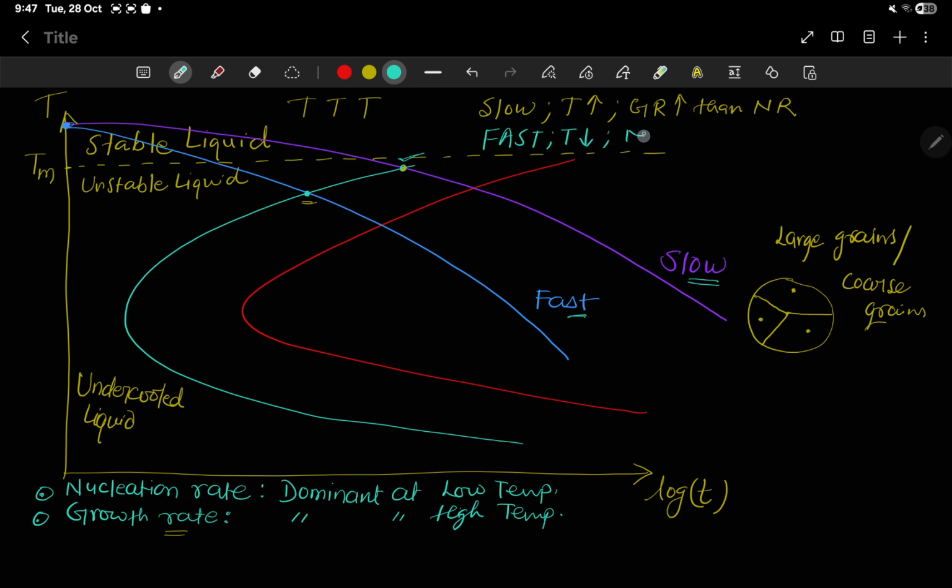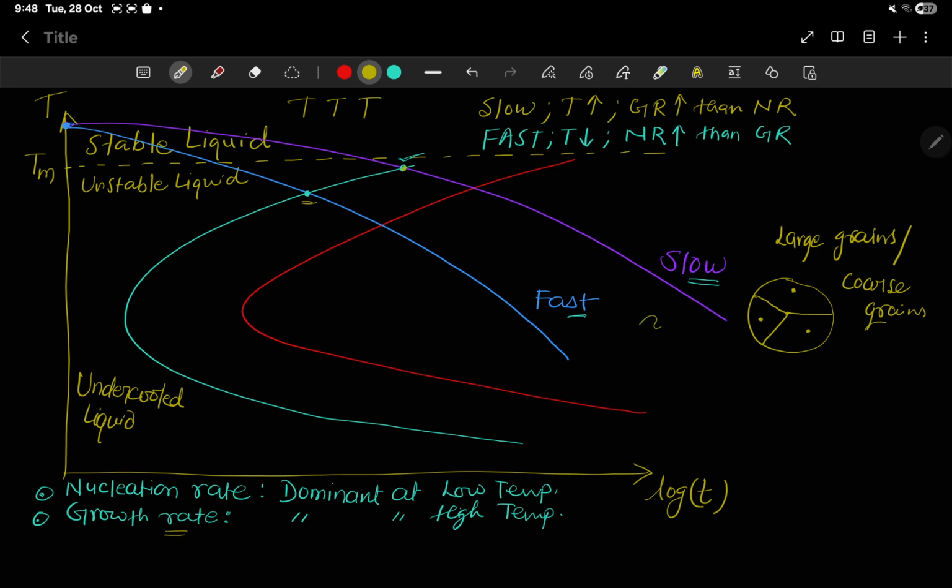Okay, so at low temperature nucleation rate is higher than growth rate, right? So what we will get, more number of nucleations, correct? We will get more number of nucleations in our microstructure, right? And hence more number of nucleation and growth rate will be less, right? So we will get a smaller grain size. So let's try to draw this microstructure for this fast cooling.